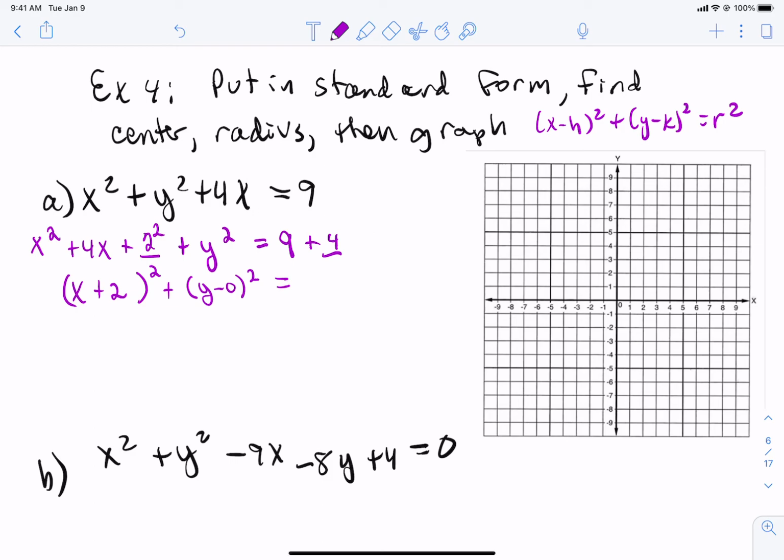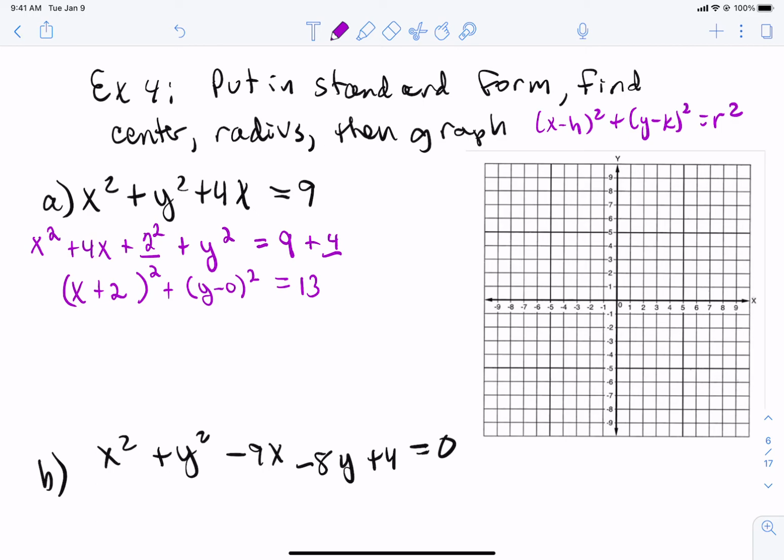Now the y was already squared. You can put that little minus 0 there to remember that the y part of your center is 0. You don't have to, it's kind of your choice. And then 9 plus 4 is 13. We have just put it into standard form. Not too bad, right? And you always want to follow that pattern.